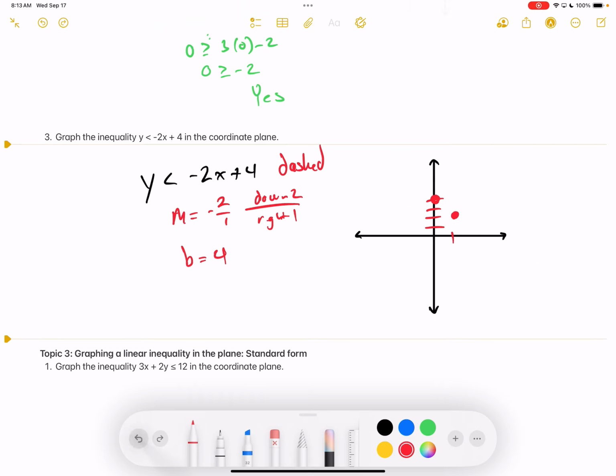Oh, wait, I drew a solid line after I was just talking about how it was dashed. So there's a dashed line. This one is less than or equal to, so if I had to guess, I'm going to shade like over here.